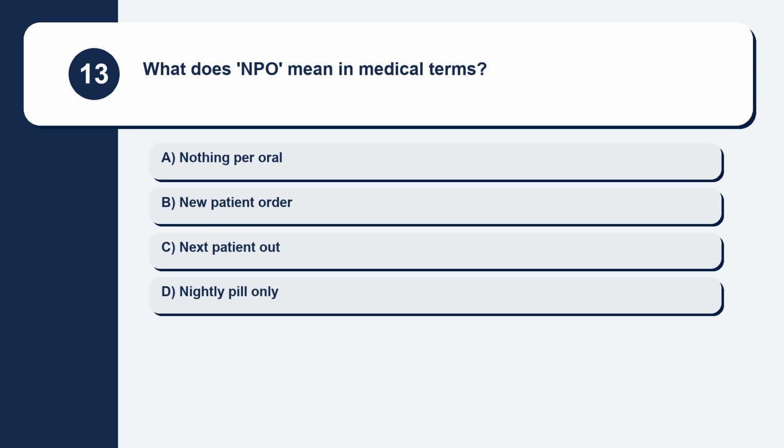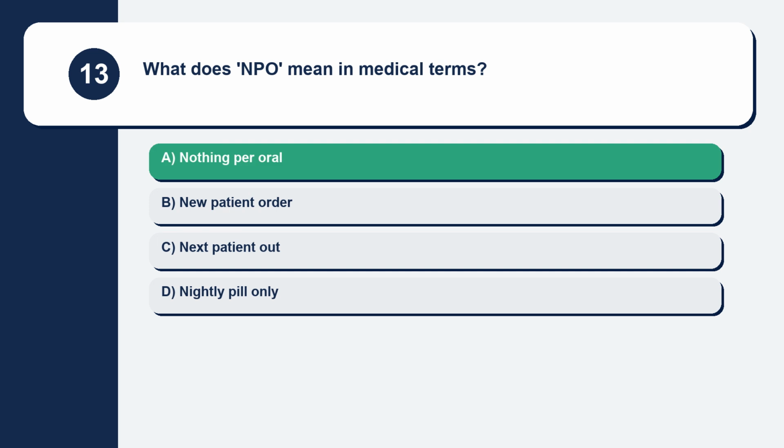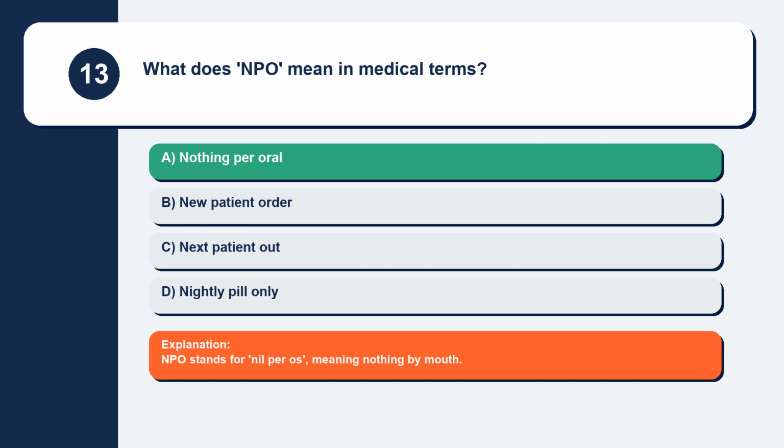Question 13. What does NPO mean in medical terms? Nothing per oral. New patient order. Next patient out. Nightly pill only. NPO stands for nil per os, meaning nothing by mouth.